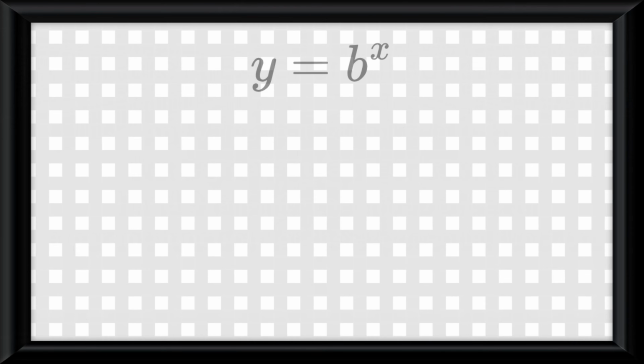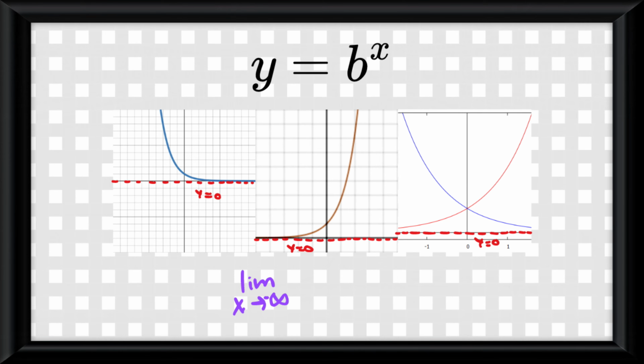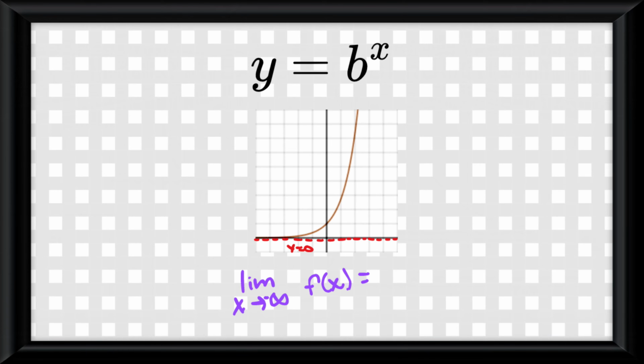And for these parent functions, we can see some fun things. First is that no matter what, there will always be a point at 0, 1, because anything to the power of 0 is 1. The second thing we see is that there is a horizontal asymptote at y equals 0, and this would mean the limit as x approaches negative infinity of any growth parent function would be 0.